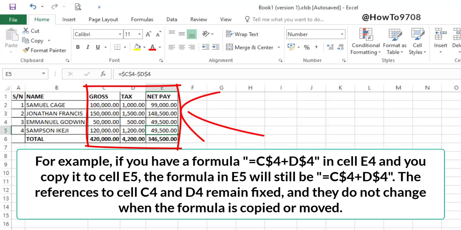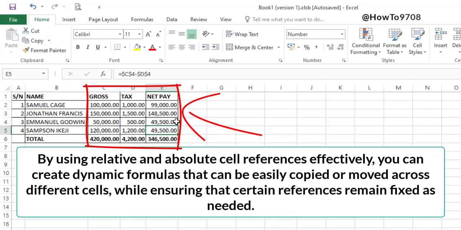By using relative and absolute cell references effectively, you can create dynamic formulas that can be easily copied or moved across different cells, while ensuring that certain references remain fixed as needed.